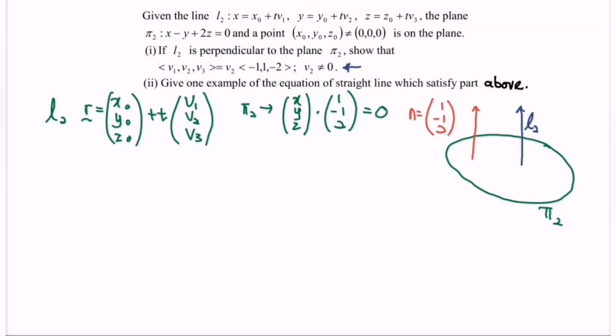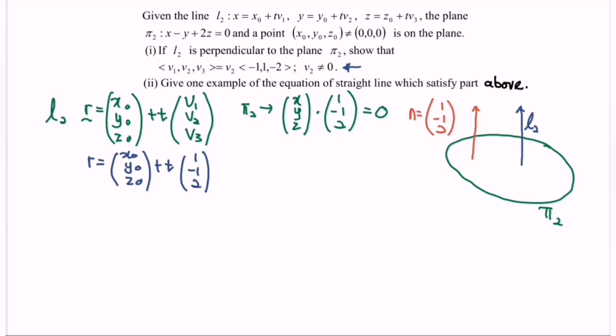Next, give one example of the equation of a straight line. The focus is the straight line which satisfies the part above, so what we can say is to find the L2. Given previously, we know that the normal is the same as the direction of the L2. So here we can say R equals, bracket, x0, y0, and z0, plus t, bracket, we have the V1, which is equal to 1, negative 1, and 2. So that is the situation.